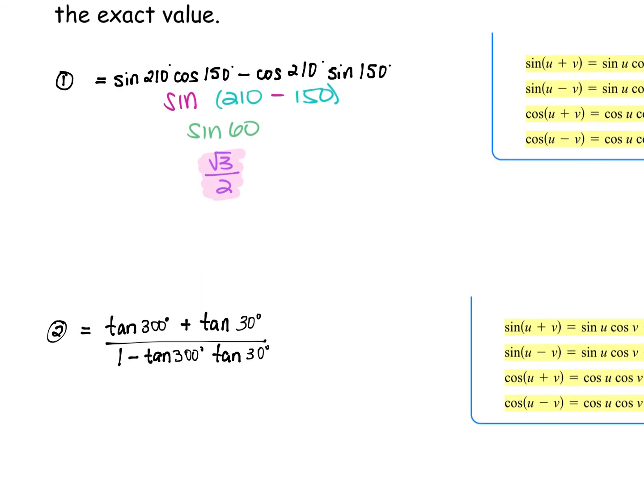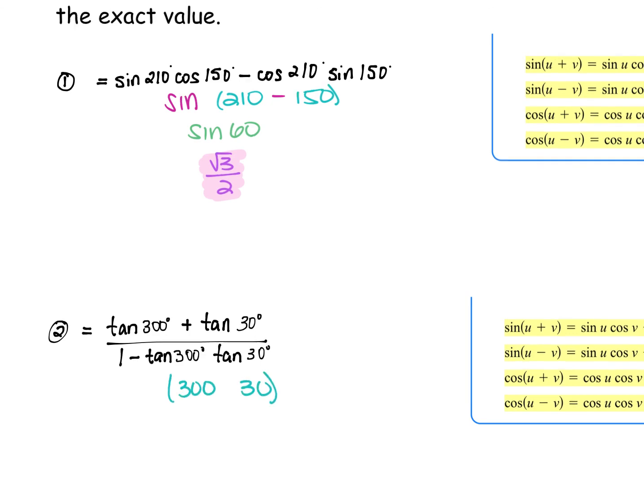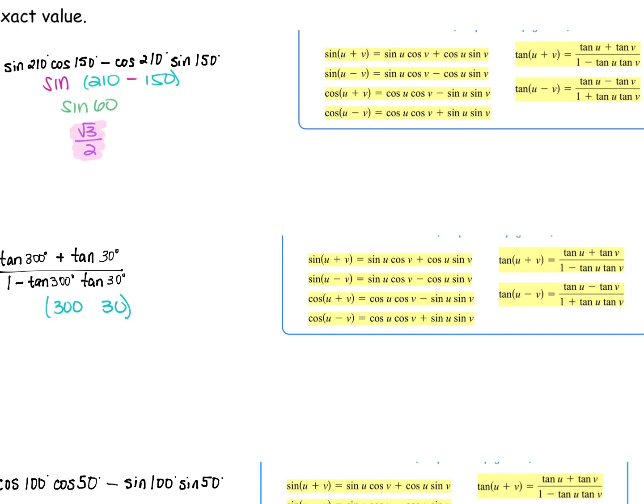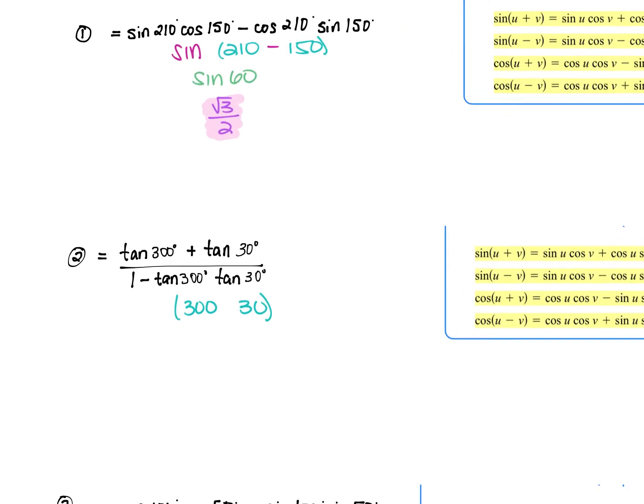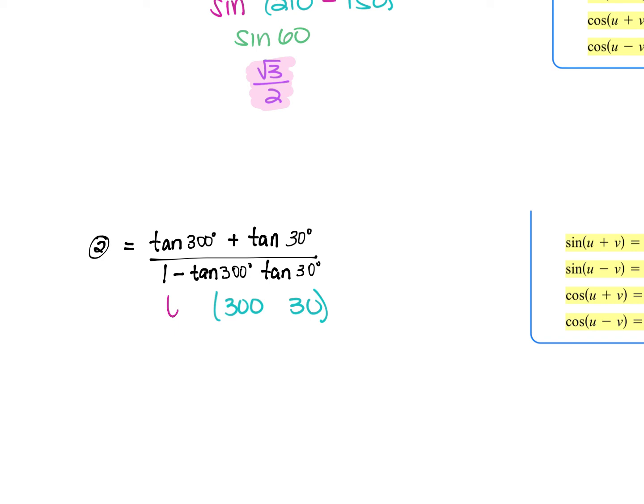For number 2, you have tangent 300 degrees plus tangent 30 degrees all over 1 minus tangent 300 tangent 30. First off, you have no sine or cosine in here, so automatically you're working with tangent. You just got to figure out if it's tangent with addition or tangent with subtraction. What two angle measurements are you working with? 300, 30. So put them in parentheses, keep a little space between them. Look at your tangent formulas. Which one has addition on the top? The plus one, the addition. So you're going to use tangent outside and addition on the inside.